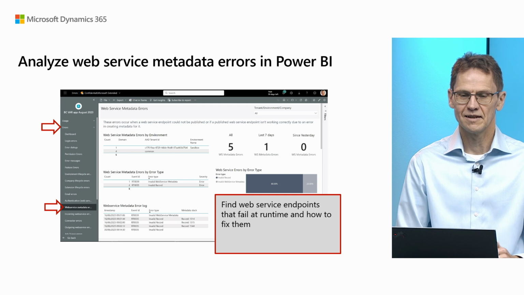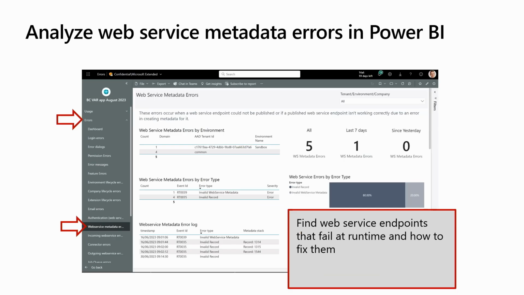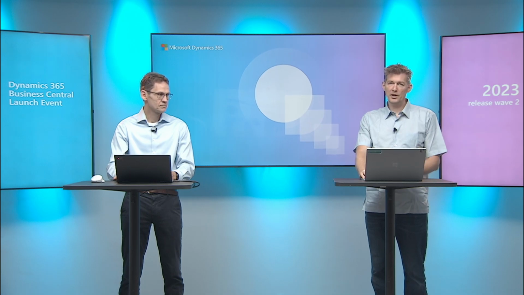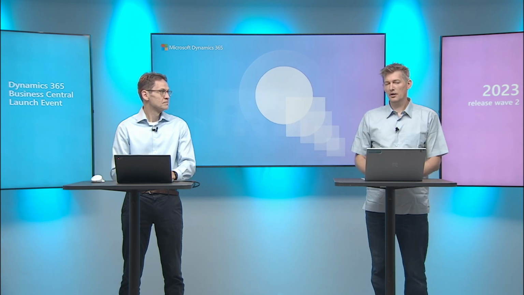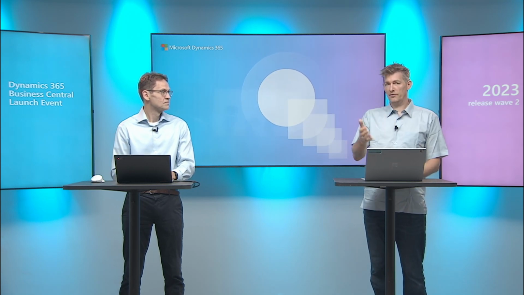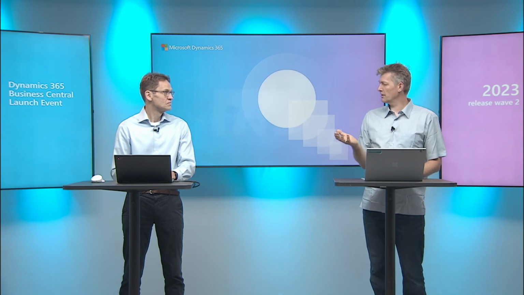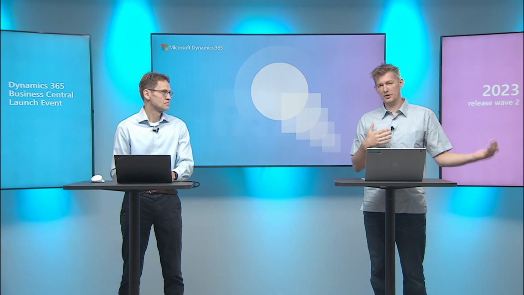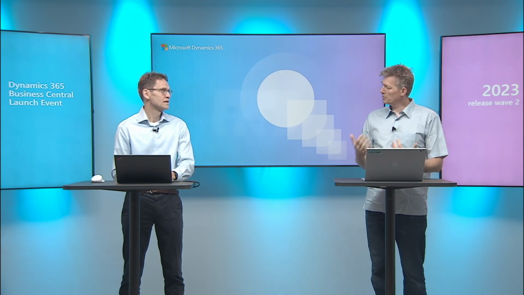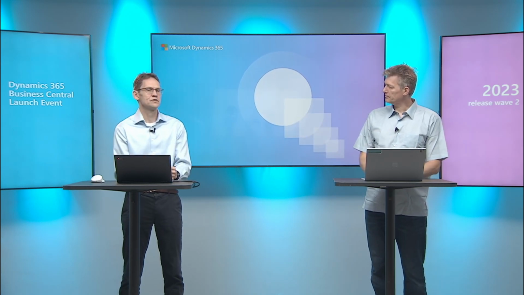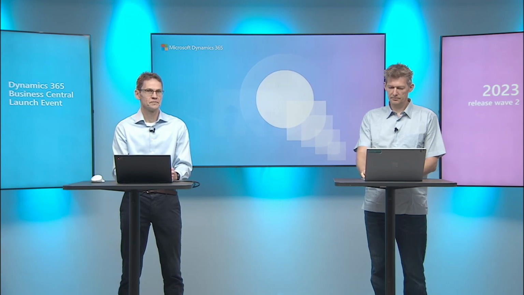If you look in the telemetry app, you'll see that there is a new page where you can find the web service endpoints that fail at runtime, and it also hints at how you can fix them. And if you really want to take it to the next level, you don't just have a Power BI app, but you actually alert reactively on these failures so that you know before the customer knows. Yes. And that would be even better. That is, of course, the professional way of making use of telemetry.